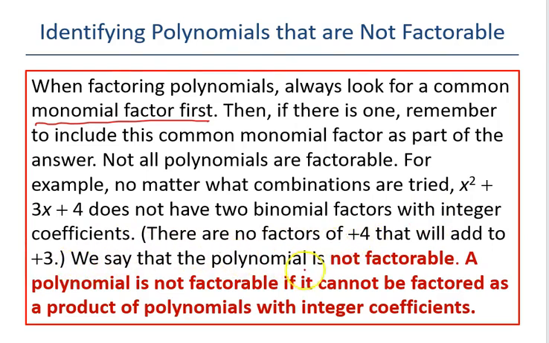We say that a polynomial is not factorable. A polynomial is not factorable if it cannot be factored as a product of 2 polynomials with integer coefficients. Basically, if you can't find anything that multiplies together and then adds to b, it's not factorable. Don't start trying to look for it. We're going to see techniques later on that make them factorable, but for right now, in your world, it wouldn't be factorable.